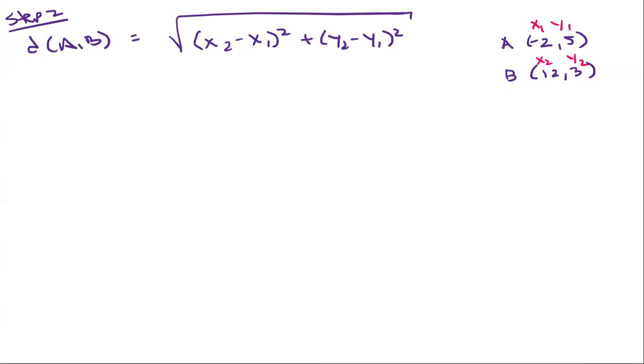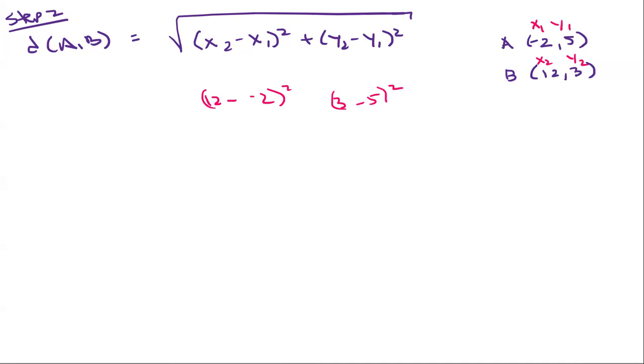So x2 is 12, x1 is -2. Notice I have two negatives here: I always have a minus, because we're always subtracting the two coordinates, and then another negative for the -2. Then for y2 we have 3, and for y1 we have 5. We want to square those.